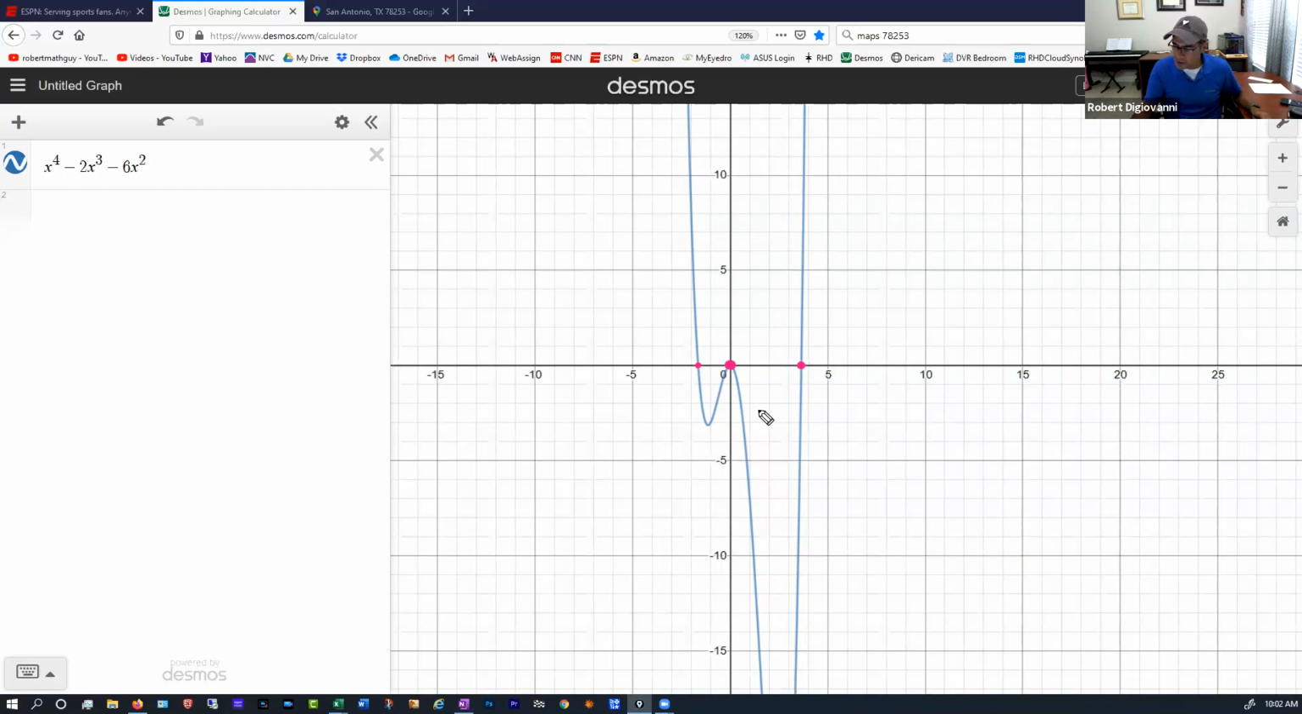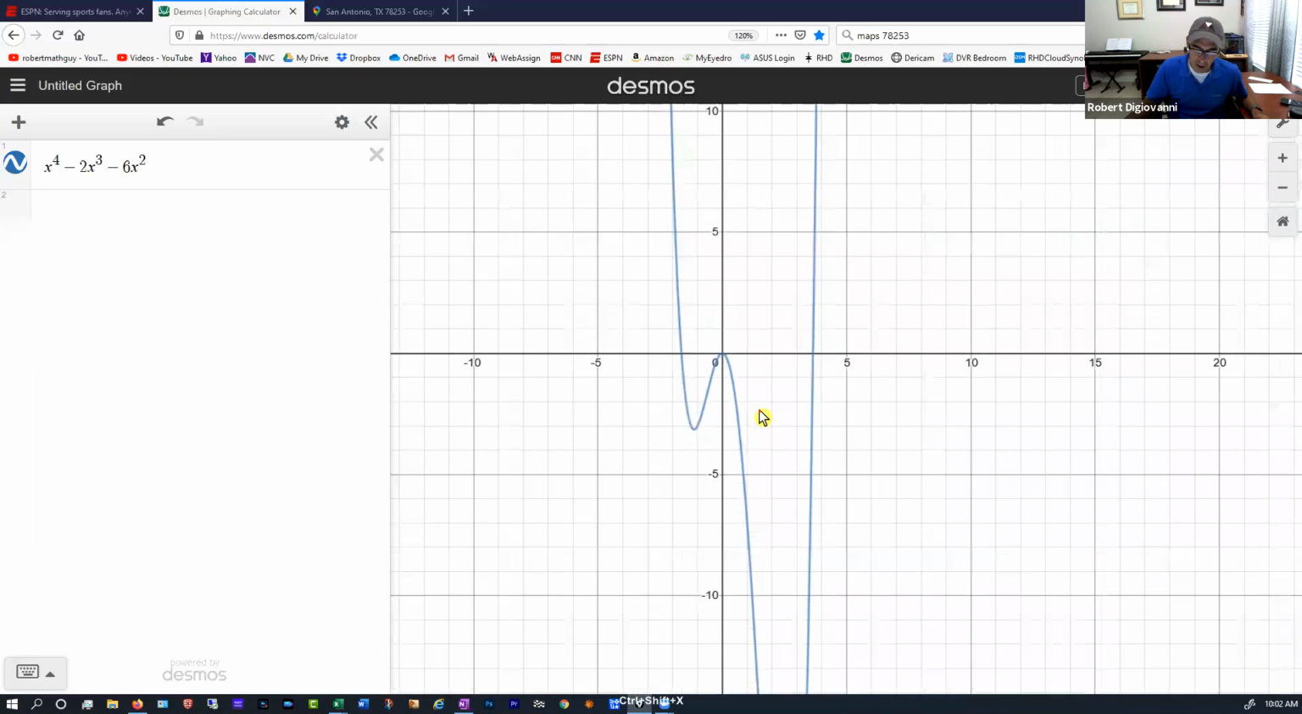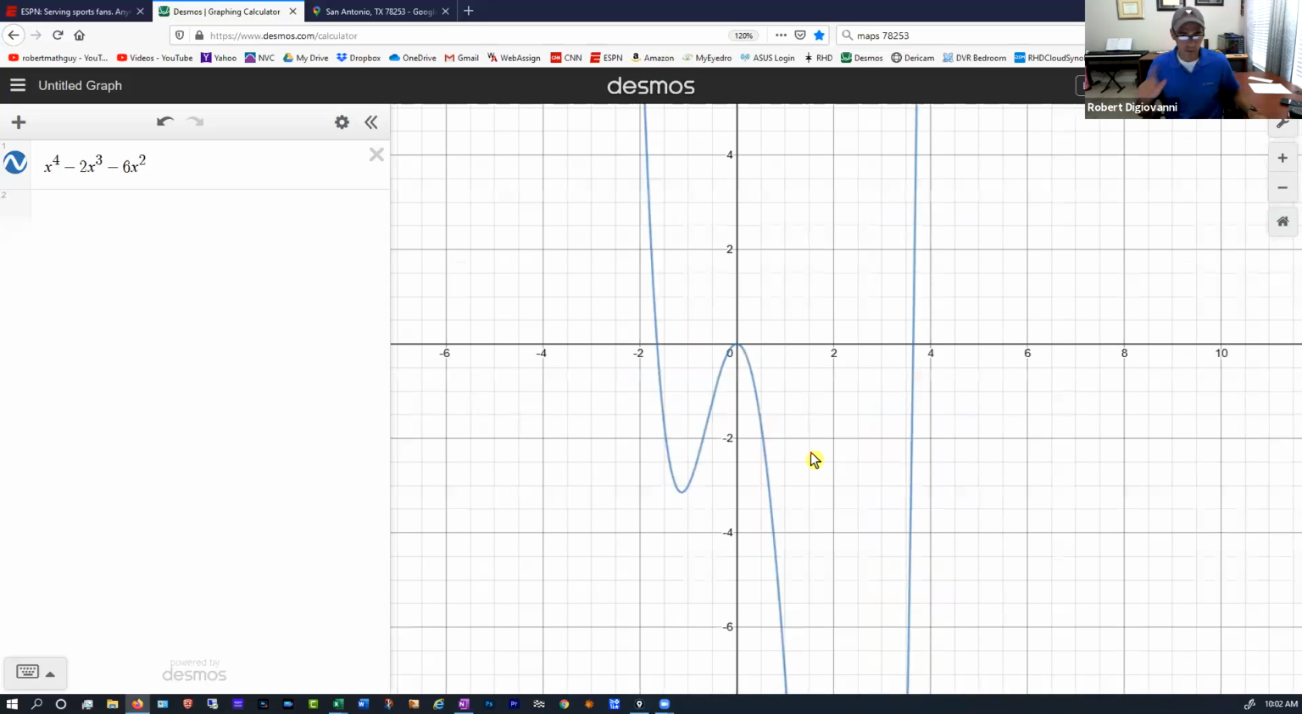Now, I also want to point something else out here that's really important, which is something we're going to use in a moment. And that is on this first x-intercept right there, would y'all agree that the graph actually crosses through the x-axis? Like it actually comes down.